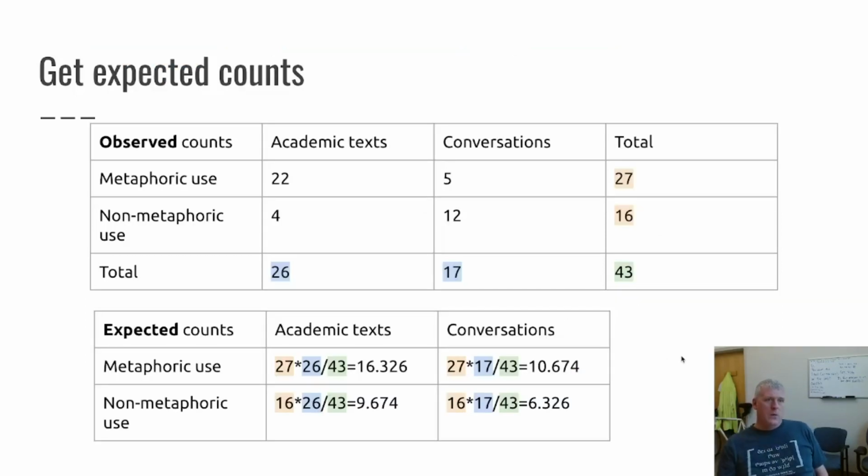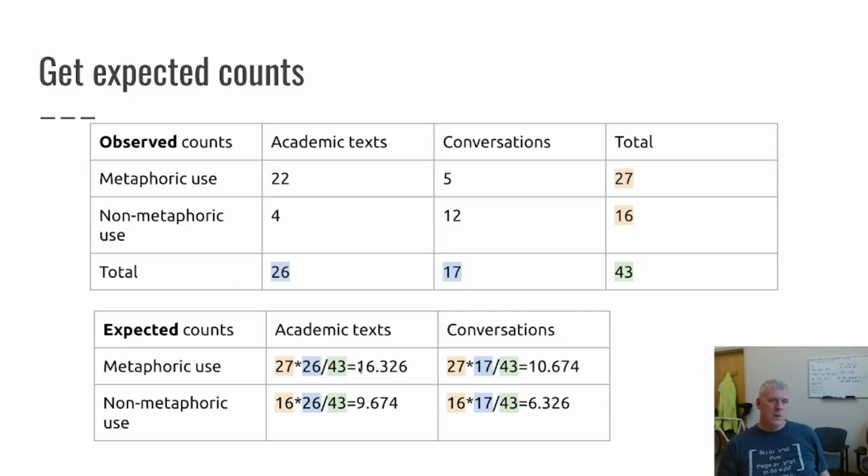What you do is you take the row to get the expected count for this first cell right here on the metaphoric use and the academic text column, which the observed is 22. To get the expected count, you take the row total of 27, which we got right there. You take the column total of 26, which we got right there. You multiply those together, and then you divide by the grand total of 43. I have these color-coded, try and keep track of where these numbers are coming from. And when you do that, you come out with an expected count of 16.3.